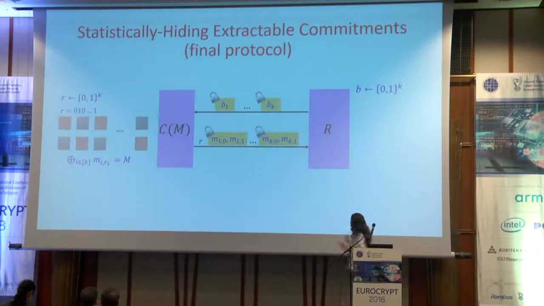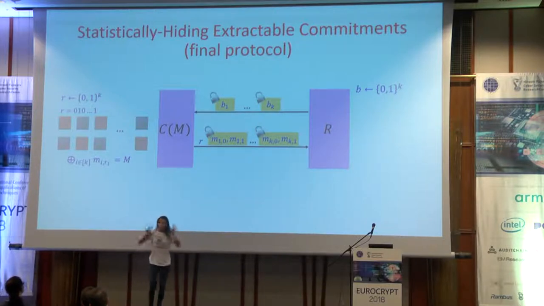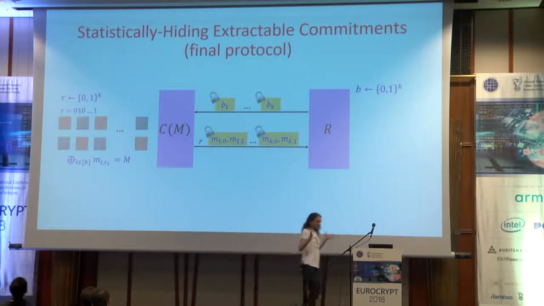So to get the actual statistically hiding commitment scheme, we do this amplification. So instead of one message M, there's K bits and 2K messages. Everything is random, subject to some XORing being the message. I don't want to go into the details because of lack of time, I'll defer to the paper. But this is essentially our statistically hiding commitment scheme, which is going to be hiding with probability 1 minus 2 to the minus k, but with 2 to the minus k probability, it'll be extractable. Okay, so let me wrap up.